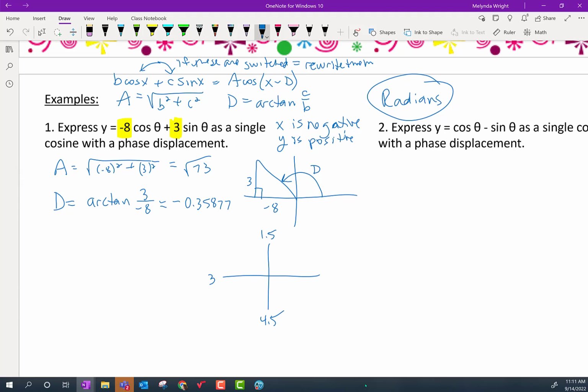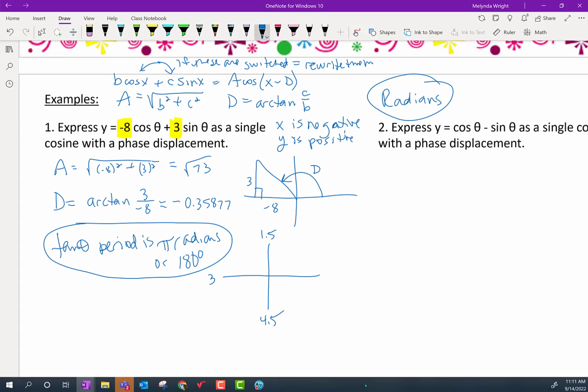Now, if you recall, tangent's period is pi radians, or if you're in degrees, what is it? Right, 180 degrees. That's the period. So if we're in the wrong quadrant, all we have to do is add or subtract pi if we're in radians, or add or subtract 180 if we're in degrees. That's all we have to do to get us in the right quadrant. Well, let's check that out.